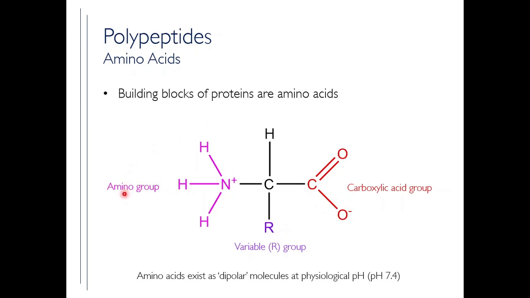Importantly, in the body, at physiological pH, which is about pH 7 to 7.4, we actually have this structure, where the amino acid is a dipolar molecule called a zwitterion. The amino group has been protonated, so it becomes NH3+, and the carboxylic acid group has lost a proton, becoming O- here. So we have a positive charge on the left-hand side and a negative charge on the right-hand side, and that is now a dipolar molecule called a zwitterion. You don't need to worry about this too much. I just wanted to make the point that in the body, this is generally what amino acids look like.